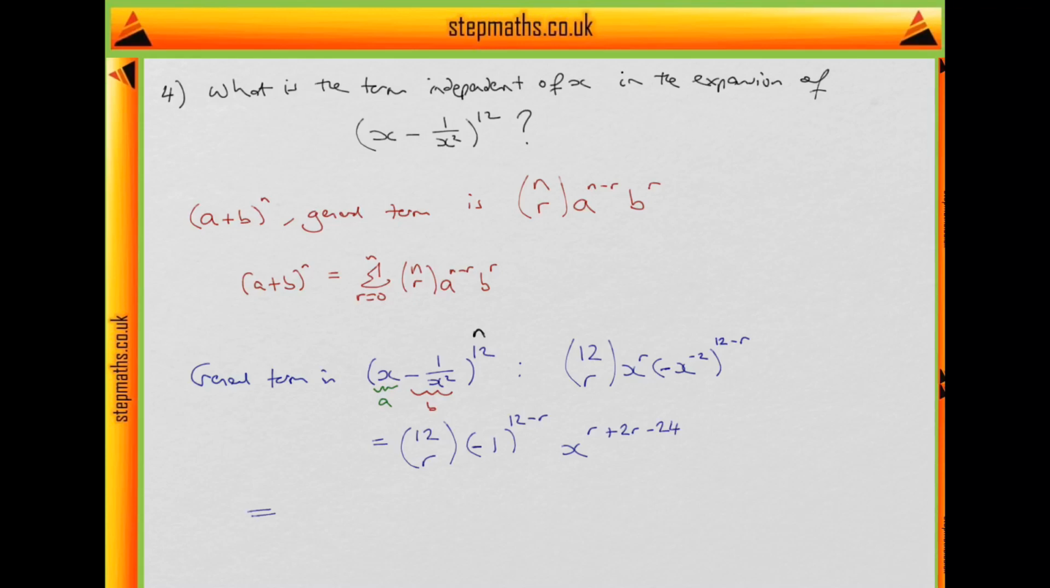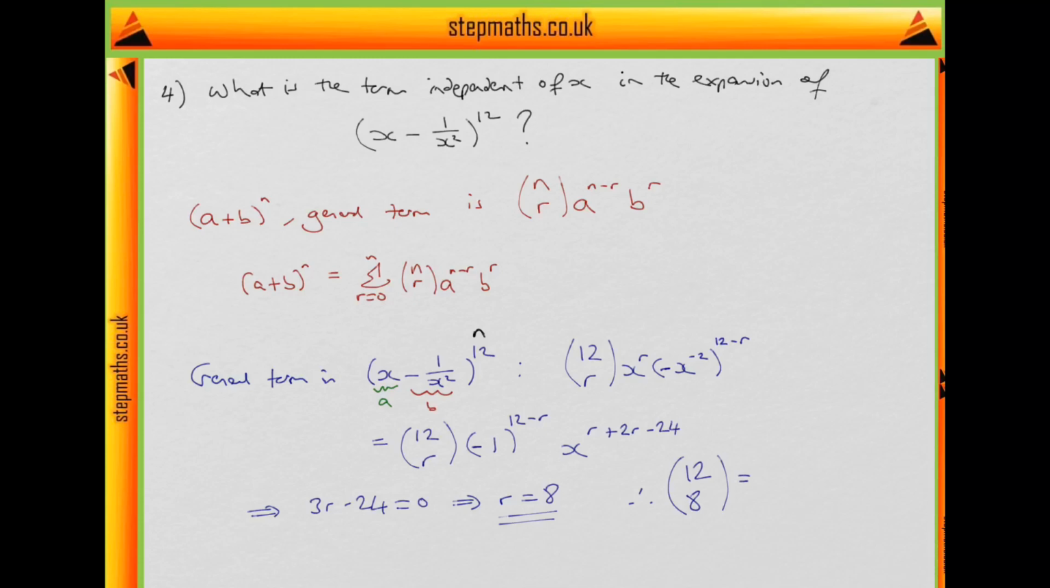So that means we require r plus 2r, or in fact, just 3r, minus 24 to be equal to 0. Why is that? Well, because x to the 0 is 1, and therefore there's no power of x in there. So this implies clearly that r is equal to 8. So we require the term corresponding to r equals 8. And therefore our term is simply 12 choose 8 times minus 1 to the 12 minus r. Well, 12 minus 8 is 4. Minus 1 to the 4 is just 1, so we can ignore that.